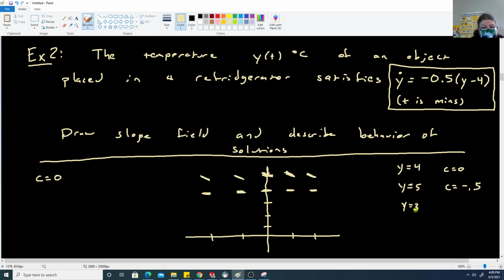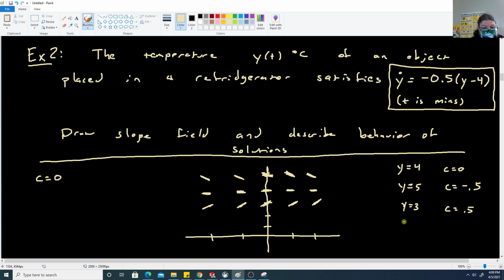If your y value is 3, 3 minus 4 is negative 1. Negative 1 times negative 0.5 is positive 0.5. Your slope is positive 0.5. So everybody with a y value of 3 has positive 0.5 for a slope.